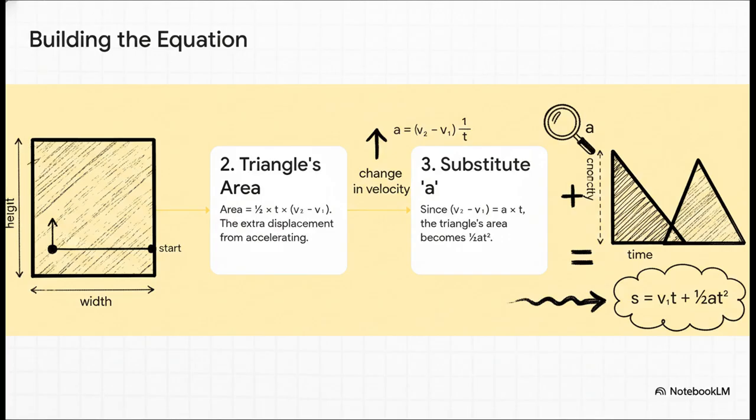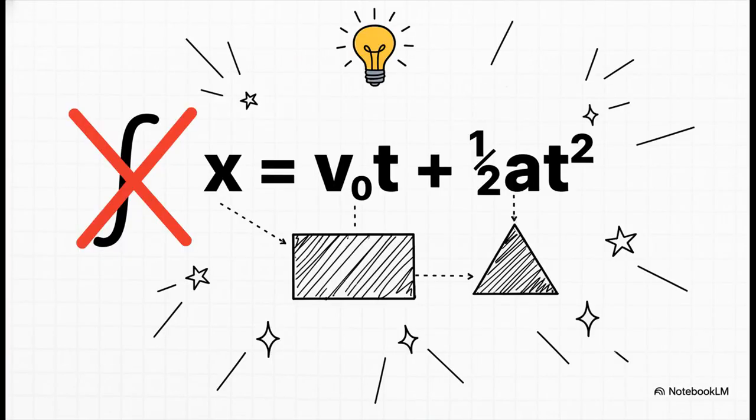We can shuffle it around to see that the change in velocity is just a times t. So we do a little swap. We substitute a times t for the triangle's height. So when we add our two areas together, we get the rectangle, v1 times t, plus the triangle, which is now 1/2 times a times t squared. And would you look at that?